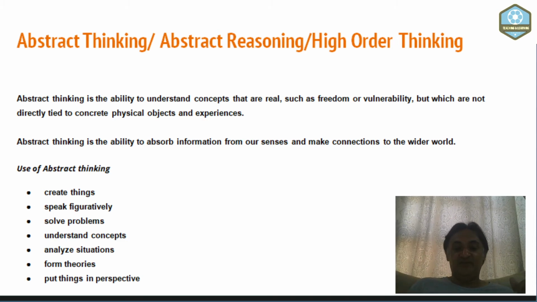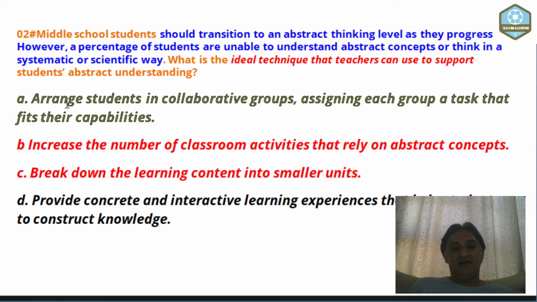Now we come back to the question: which ideal technique can the teacher use to support this? What do we have to give them so that they can think independently and create something in a scientific way, right? We are talking about the scientific way, not imagination. Arrange students in collaborative groups, assign each group a task that fits their capabilities. This is a little bit relevant to the answer. Let's see. Increase the number of classroom activities that rely on abstract concepts. The question is about a technique.